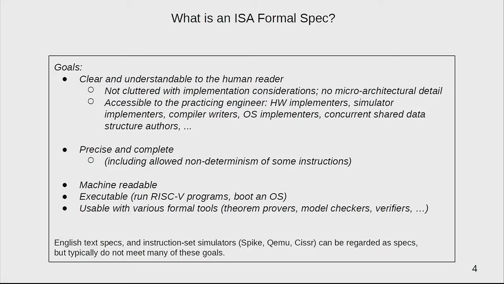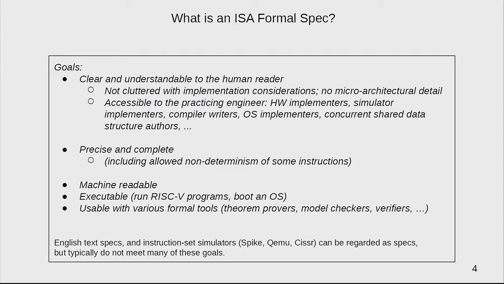So our goals are the following, and in some sense the second bullet is key. It needs to be precise. That's the whole point of doing a formal spec, and complete. In other words, hopefully it should be able to answer any question you have about what is a legal execution of a RISC-V set of instructions.